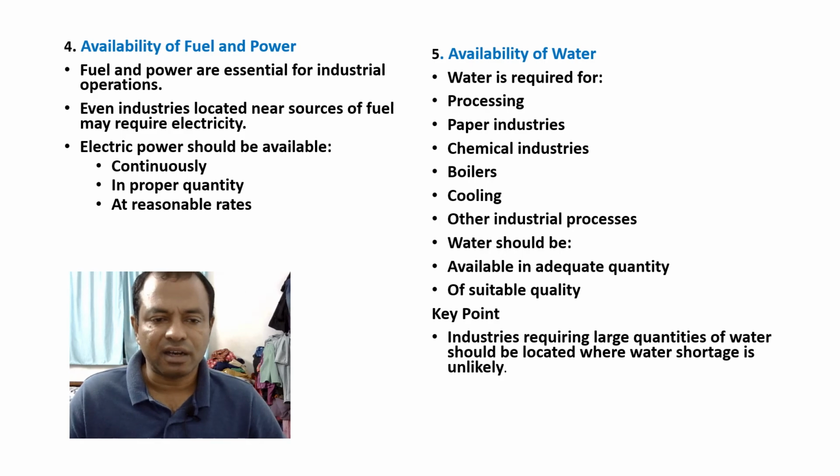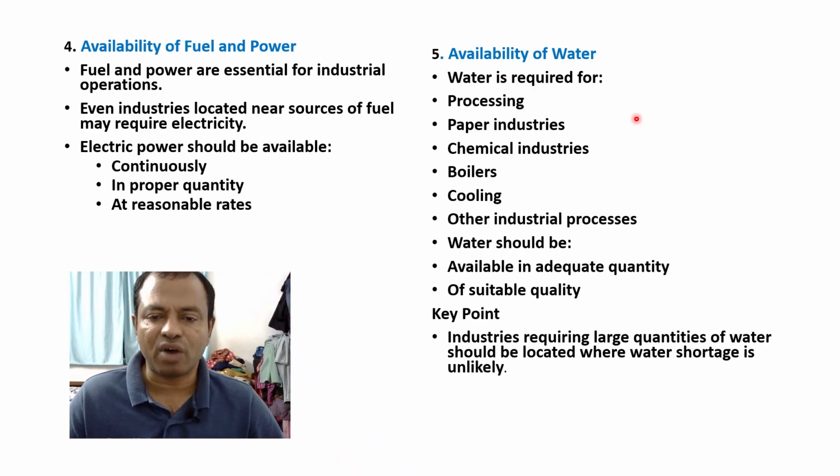Then other points are availability of fuel and power and availability of water. Availability of fuel and power is essential for industrial operations, that we know. Even industries located near sources of fuel may require electricity. Electric power should be available continuously in proper quantity and at reasonable rates. Electricity is one of the most important things in any kind of factory.